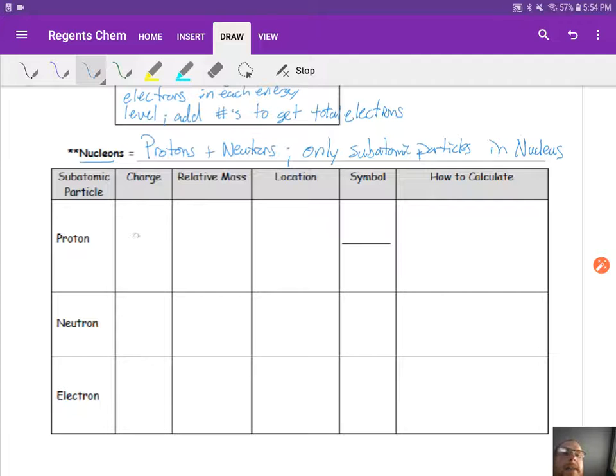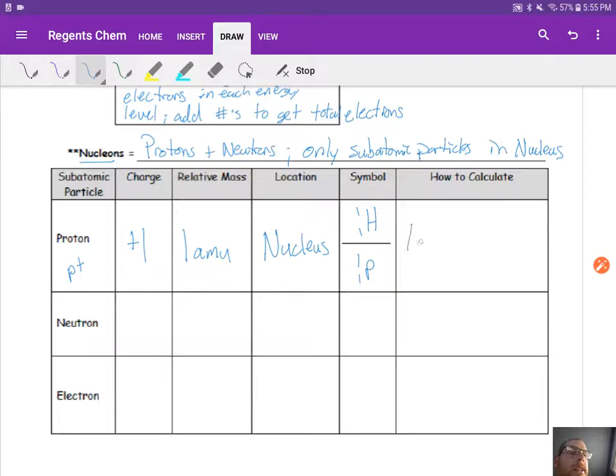Protons have a +1 charge. Their relative mass is 1 AMU. AMU just means atomic mass unit. As we've already said, they are located in the nucleus. They've got a couple of symbols you could see. We'll talk about this H symbol later in the year when we get to acid-base stuff. Most of the time you'll see them written like this. I often write them as P+, as a shorthand way to write proton instead of writing it all out.